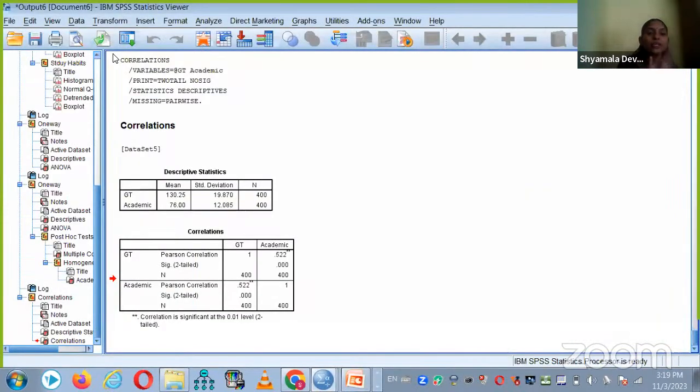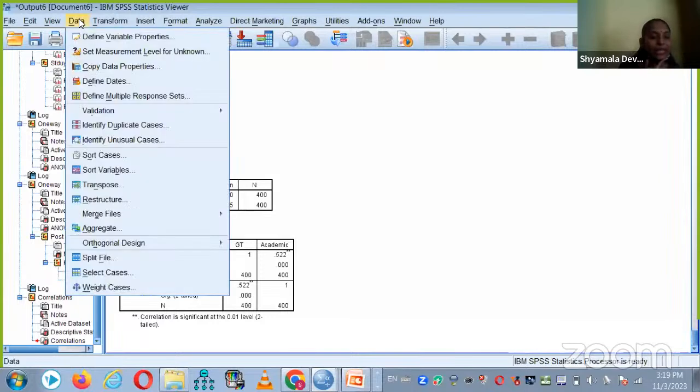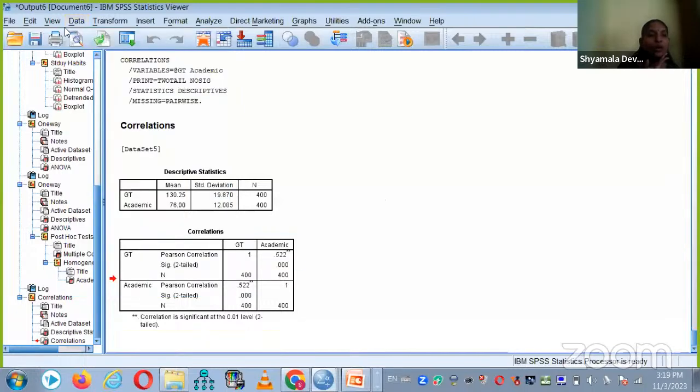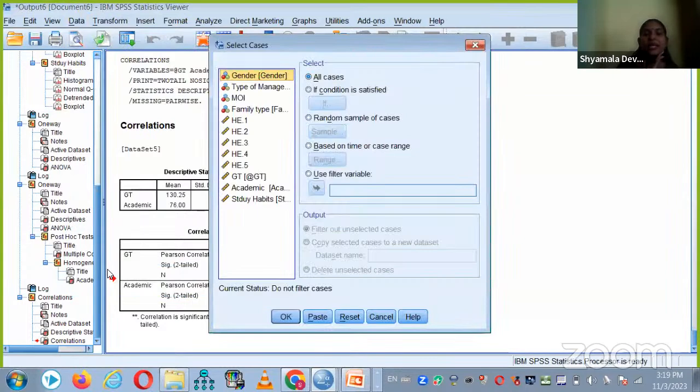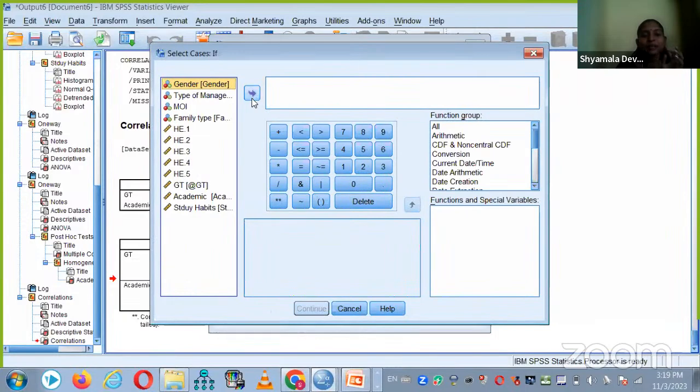In SPSS, go to Data, and under Data we have Select Cases. Here, I'm going to set a condition. I want only the boys. So check that the if condition is satisfied, then click If and drag the gender into the empty column, and for gender, I want only boys.